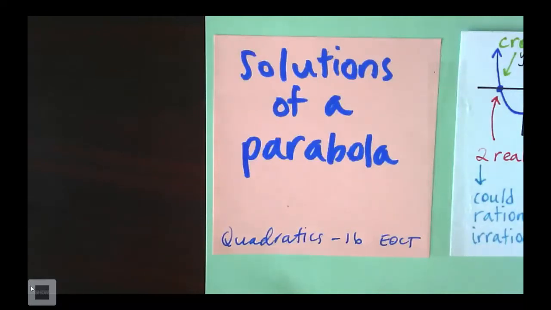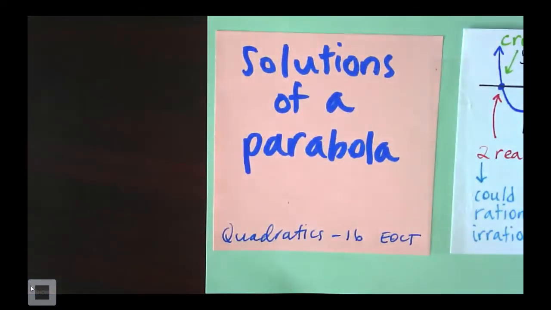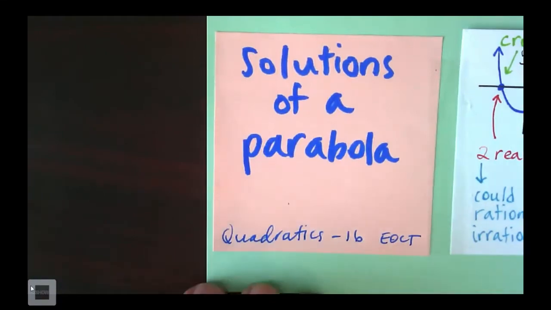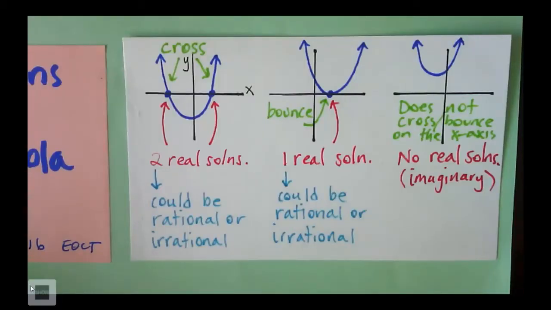Alrighty, kiddos. So in this video, here is one of your blank note cards. We are talking about the solutions of a parabola. Remember, a parabola is the U-shaped graph. Quadratic 16 EOC. So here's the front, and here is the back of this.